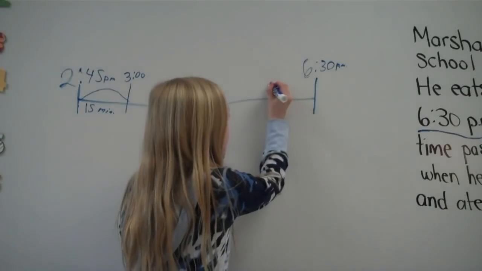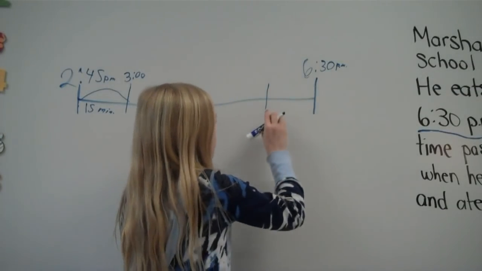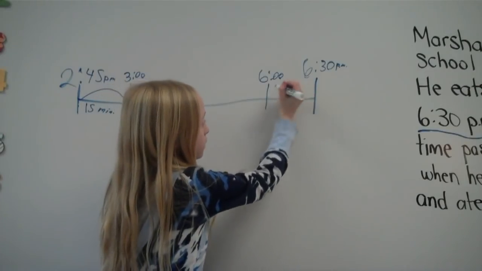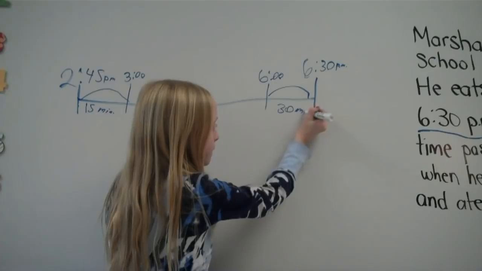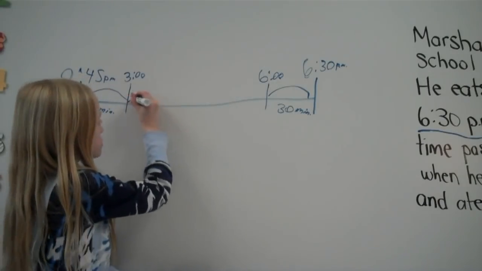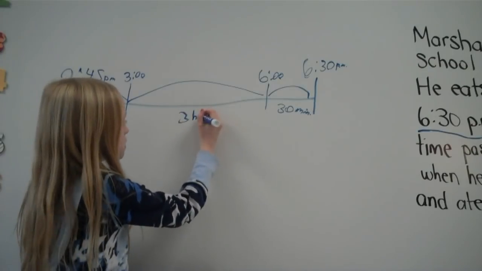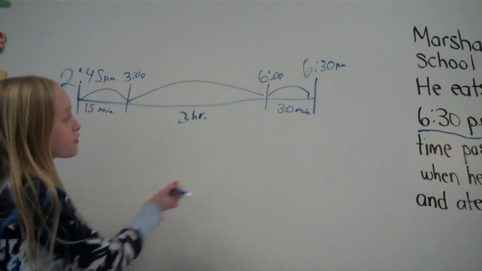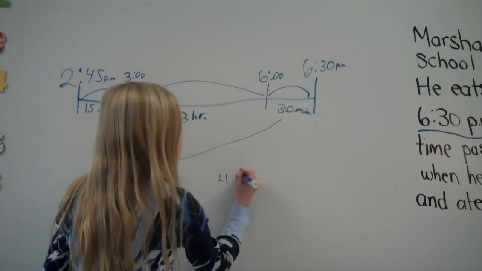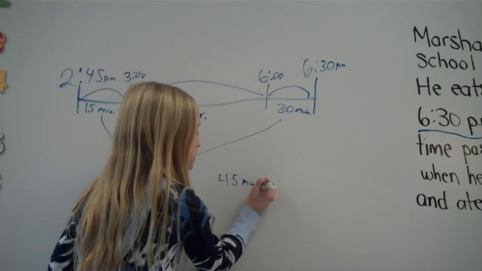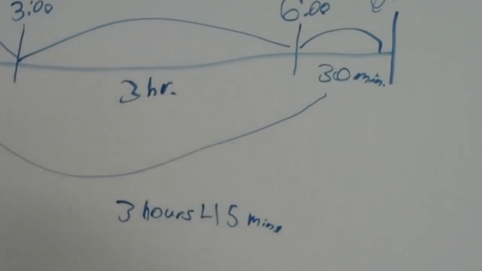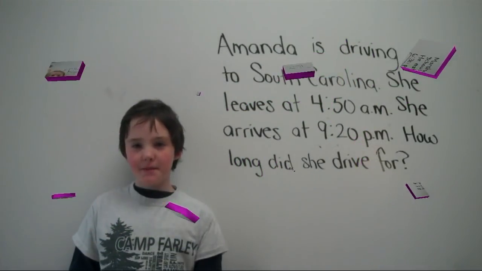Then we have to find out how much time goes between 6:30 and the previous hour, which is, well, first we have to put the 6 o'clock here, and it's a half an hour. Then we find out the hours total, which is 3 hours. Then we have to add 30 minutes and 15 minutes together, which equals 45 minutes. Then we put 3 hours in the end. There you have it. Great job, Amanda.